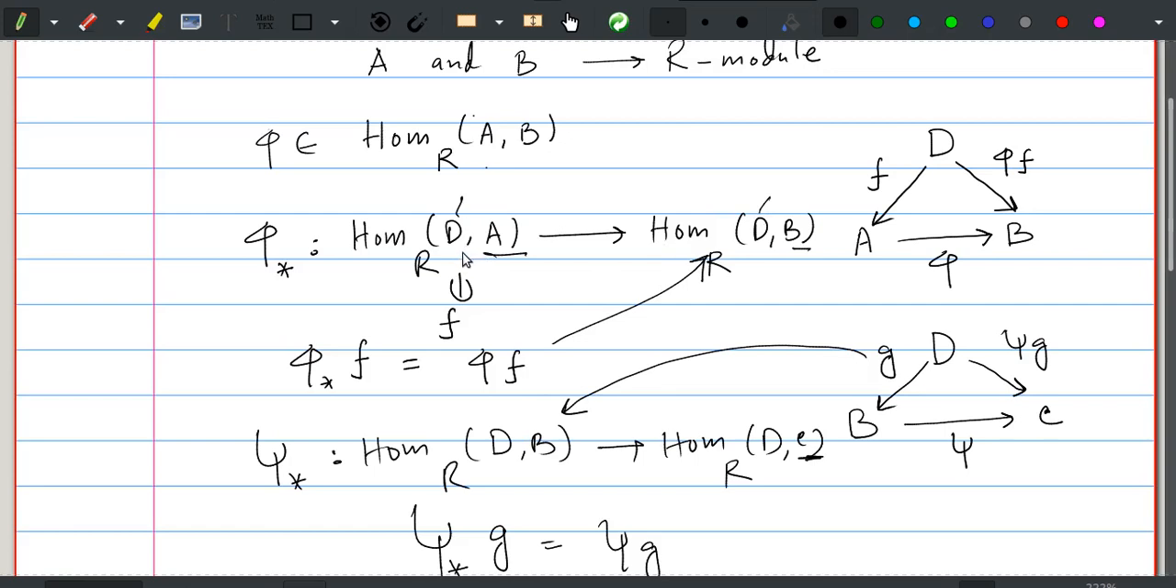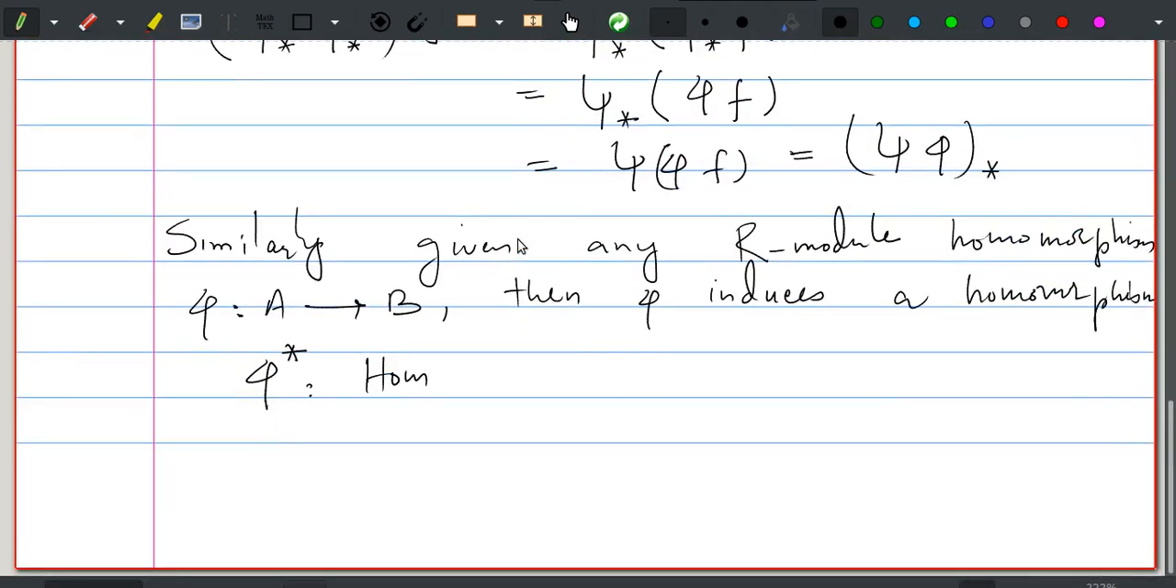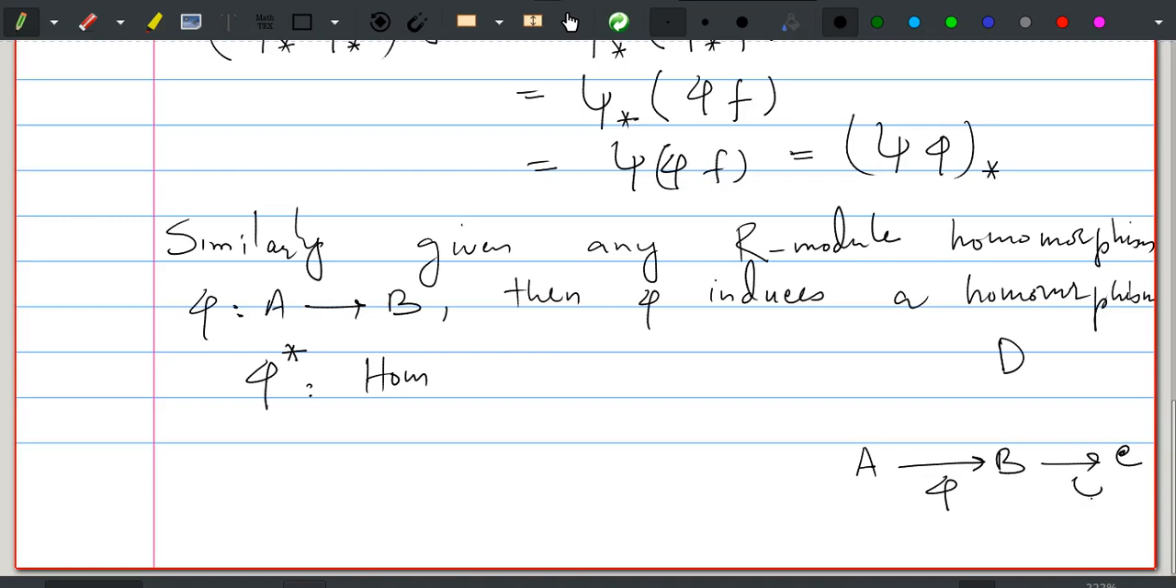So now what we'll do, we'll fix module D at the second place. Now let us see what will happen. So now we have D here, A, B and C here. This is map phi, this is map psi. Now we have module homomorphisms from A to D, B to D and C to D.